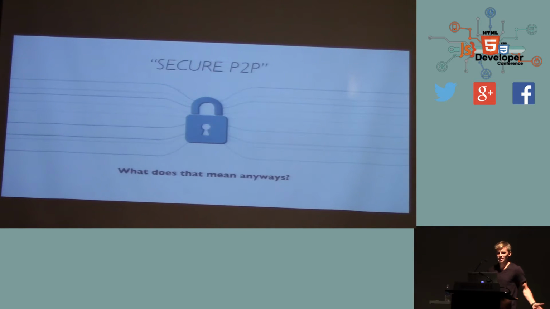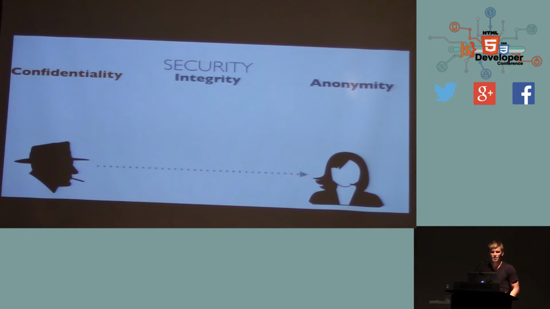So let's get started. Secure peer-to-peer. P2P. What does that really mean? First of all, let's break it into a couple of different chunks. Let's look at the security portion first. For something to be secure, it has to be confidential, it has to have some integrity, and we have to provide, ideally, anonymity for the people who are using our service.